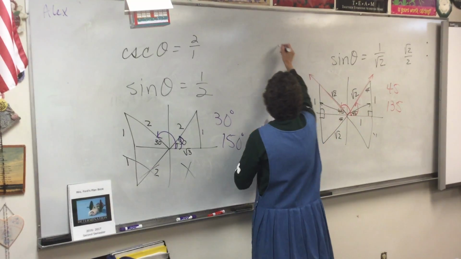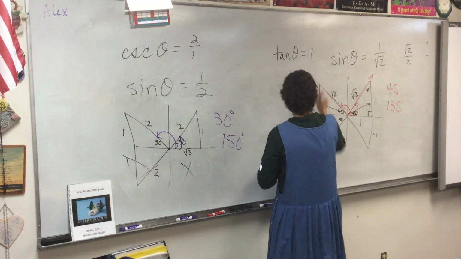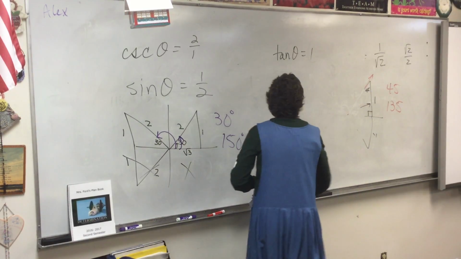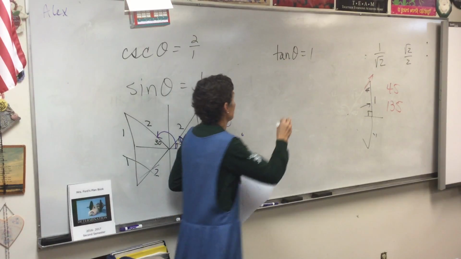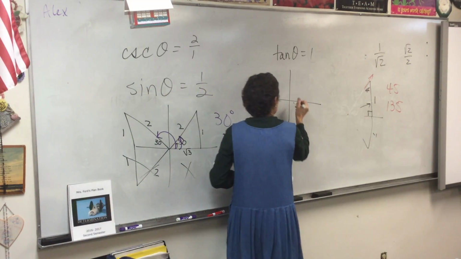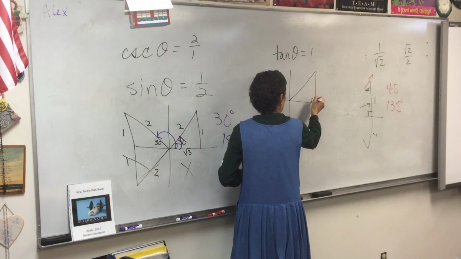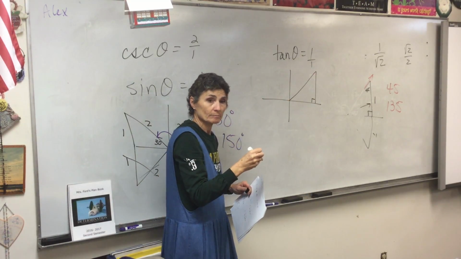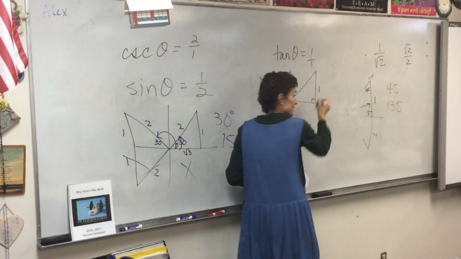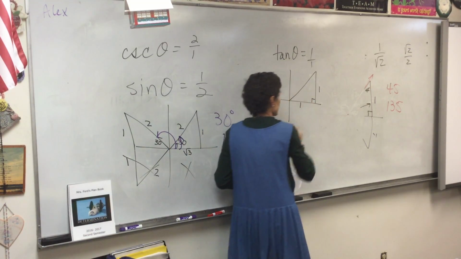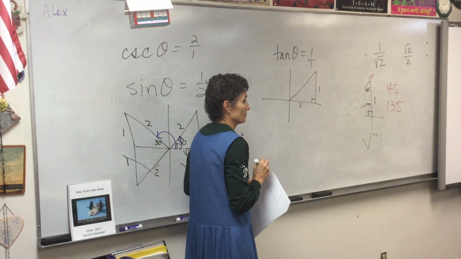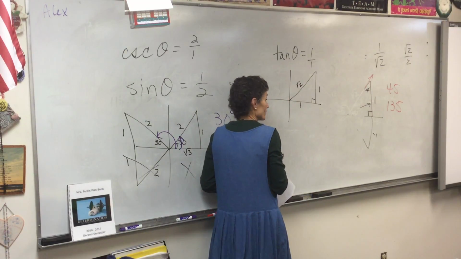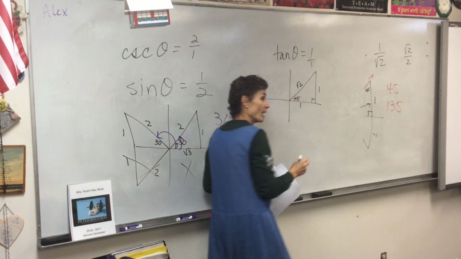All right, next. We've got tangent equals 1. Okay, we got tangent equals 1. All right. I'm going to draw this. I don't know if it works or not, but I'm going to try it. Think of that as 1 over 1. So opposite is 1, adjacent is 1. And that would make this root 2. And that would make this angle 45, right?